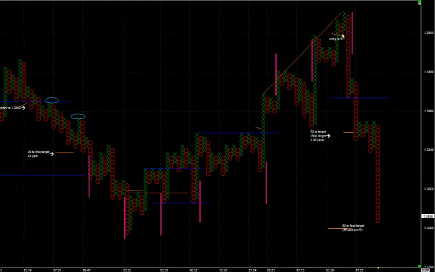And then the whole thing just sort of flipped right over. Now this is a double bottom reversal. I do want to say a few things. I don't always trade these. When they're this quick, I don't always trade these.